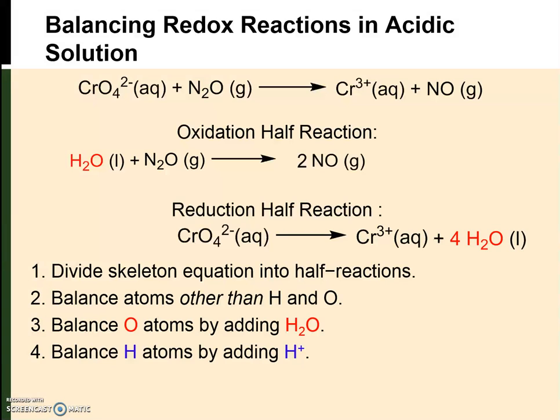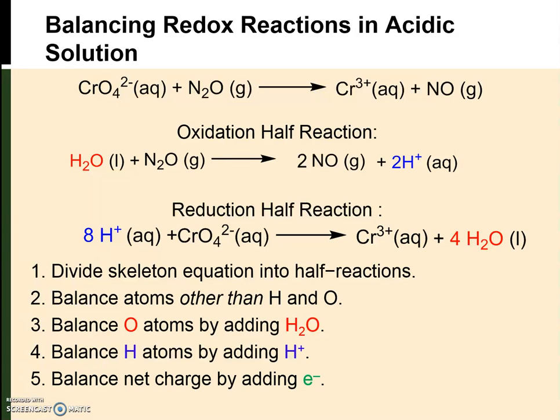So in the oxidation half reaction, we would need to add 2 protons to the products so that we have the hydrogens balanced. And in the reduction half reaction, we would add 8 protons to the reactants, again to balance just the hydrogen atoms. So now we're in a situation where the equations are balanced by mass, so all of the atoms are balanced, but the charge in the reactants and products is not currently equal. So we're now going to balance the net charge by adding electrons.